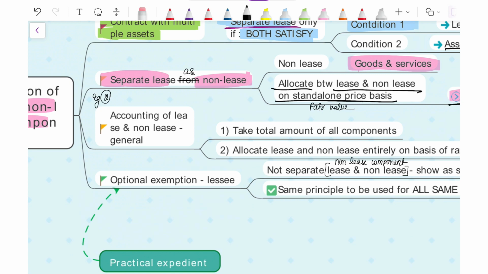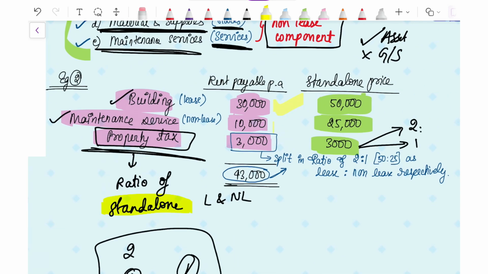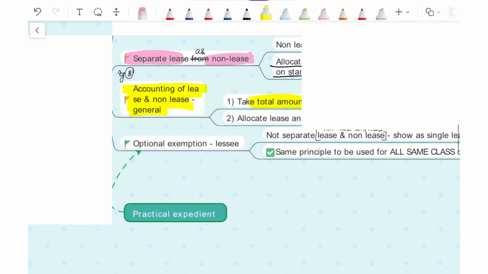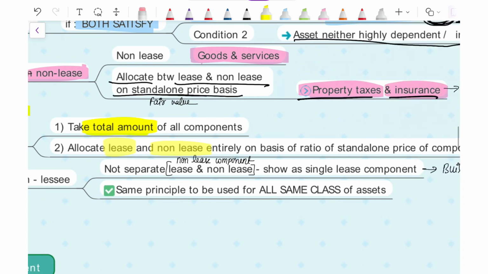Okay. So now when you are going to account for these lease and non-lease components, how is the accounting going to happen? When you are going to account for it, always take the total amount of all the components. Here I told you, rent payable is 30,000, maintenance service is 10,000 and property tax is 10,000. What is the total of all these three? 43,000. Then in such case, you have to take the total of the entire lease agreement, and then you have to split it into lease and non-lease.